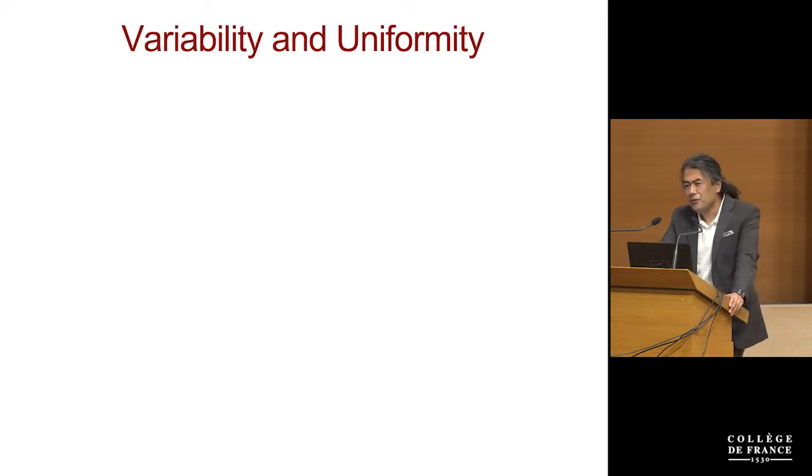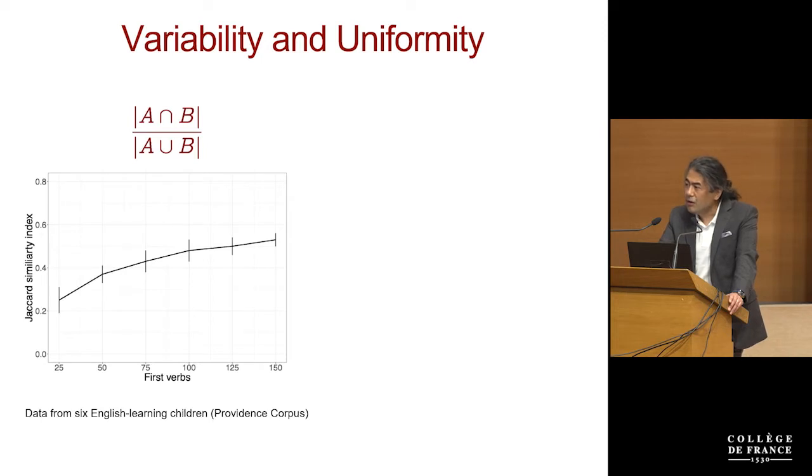And the other thing I think is also very clear if you look at the data, but probably not as appreciated, is the degree of variability across individuals. So here are 6 children from the so-called Providence corpus. This is American English, recorded very densely from age 1 to about 3.